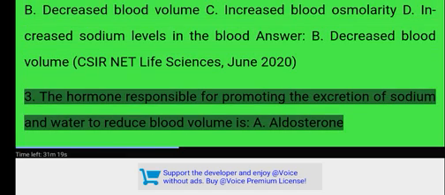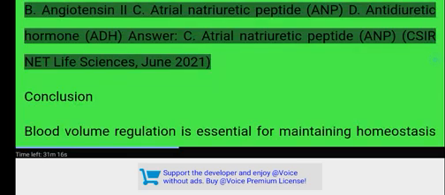3. The hormone responsible for promoting the excretion of sodium and water to reduce blood volume is: aldosterone, B. Angiotensin-2, C. atrial natriuretic peptide, ANP, D. antidiuretic hormone, ADH. Answer: C. Atrial natriuretic peptide, ANP. CSIR NET Life Sciences, June 2021.